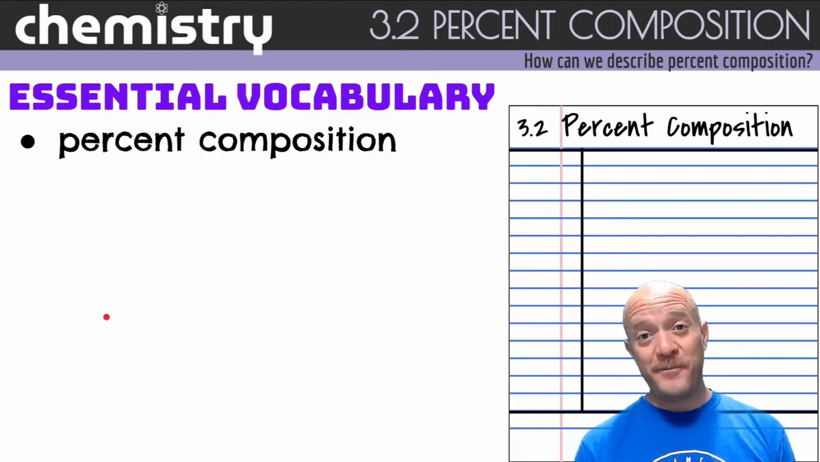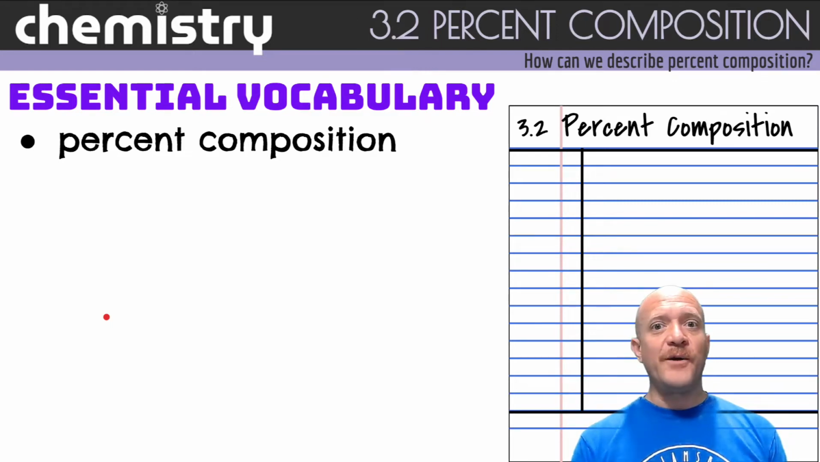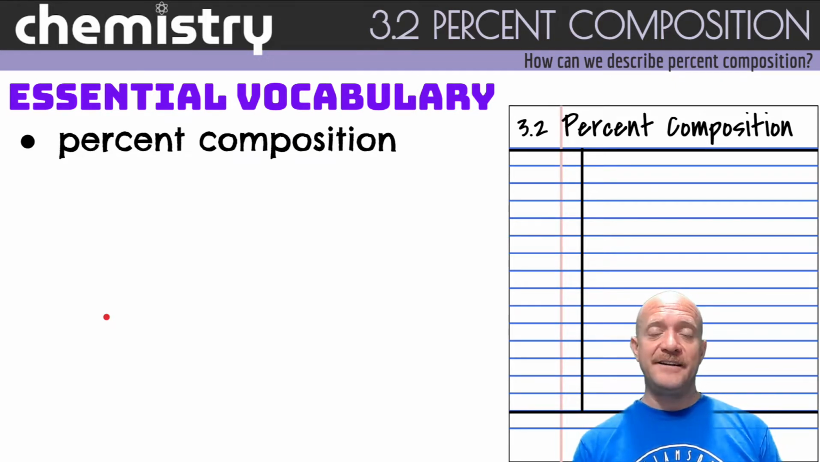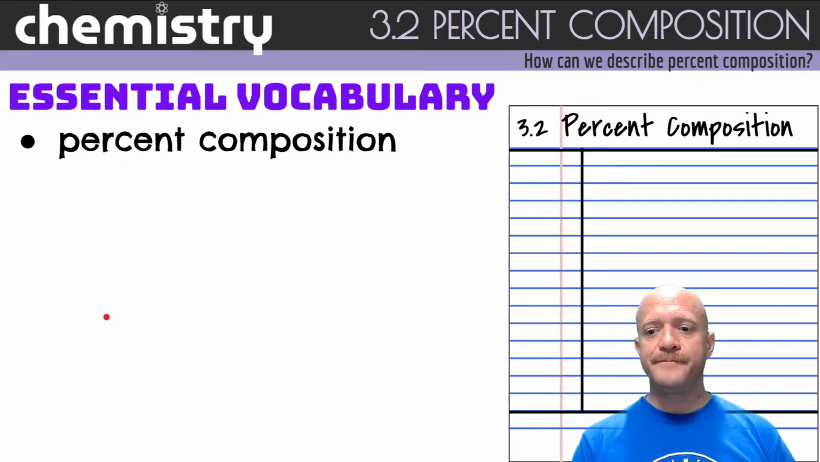Hey, this is the video for 3.2, percent composition. So go ahead and set up a new entry in your Cornell Notes. Remember to start a new page for this video. Also check out the essential vocabulary. Today, the vocabulary is percent composition.